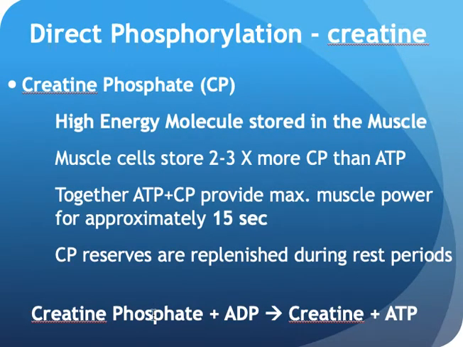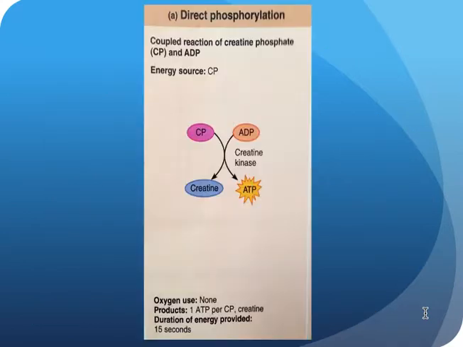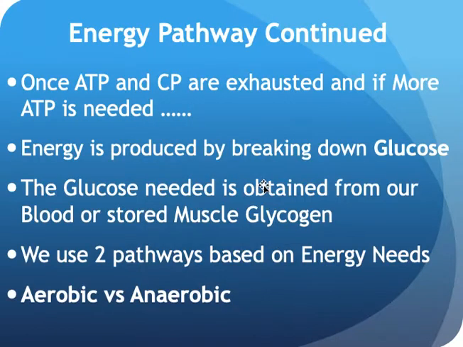So it's creatine phosphate plus ADP, the diphosphate, and I'm going to give one of these phosphates to the ADP, and I'm going to end up with creatine, and I'm back to this ATP molecule that I can use for energy again. Here's another little picture of direct phosphorylation, and you want to make sure you know that I'm using creatine phosphate to restore that phosphate, and it gets me up to about 15 seconds of activity.